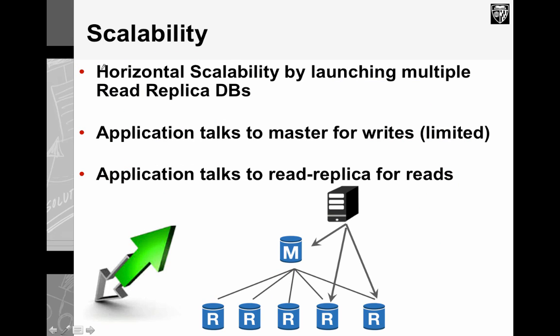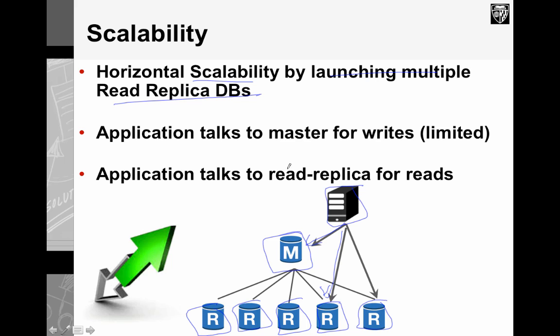In terms of horizontal scalability, you get horizontal scalability by launching multiple read replicas. The idea here is that you'll have a master database and you'll have several read replicas that you would create out of the master, and your application can connect both to the master and to the read replica. You can connect to many read replicas. Typically you'll connect to one read replica. Here I'm showing you the application connecting to 2 read replicas.